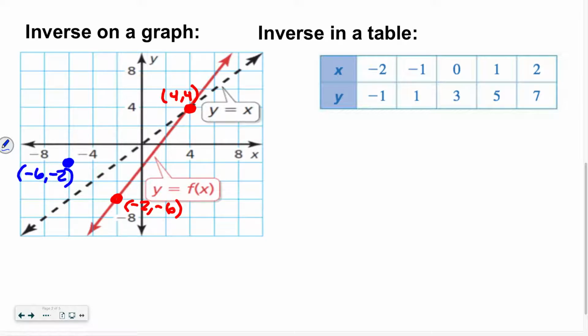If 4, 4 is on the graph of my original, what's on the graph of my inverse? Also 4, 4. Okay. So they share that point. And notice that point is on this dotted line. This dotted line is marked as y equals x, and that's the line of reflection, right? So if there's a point on the line of reflection, it doesn't really reflect. It's on both graphs.